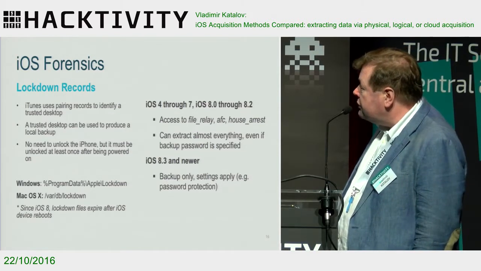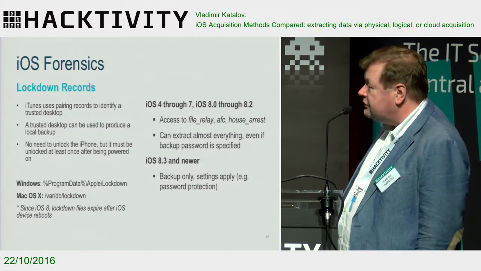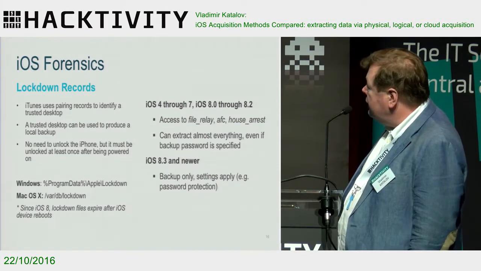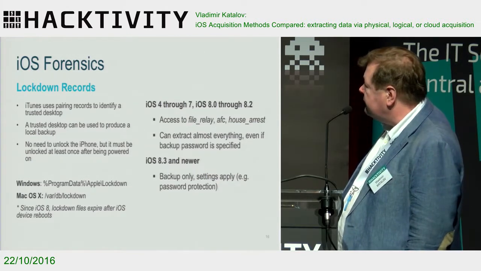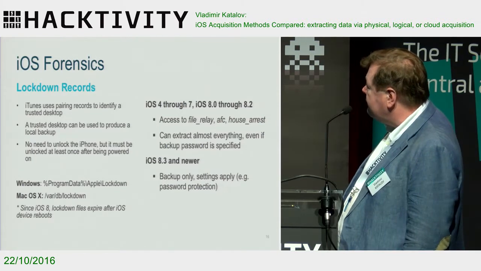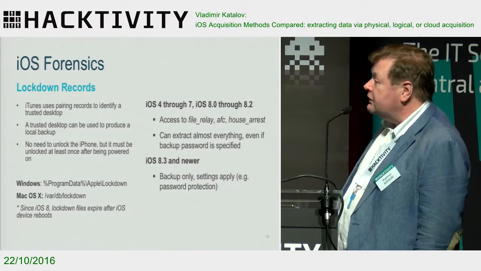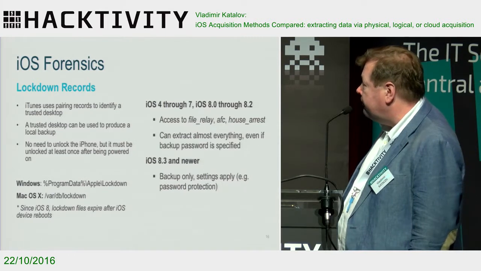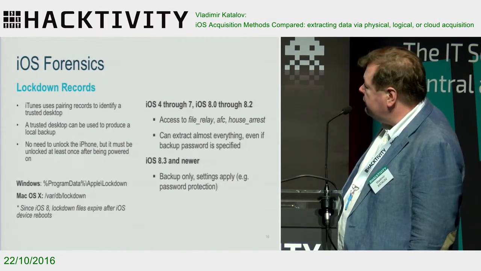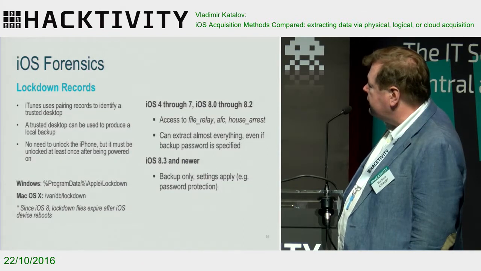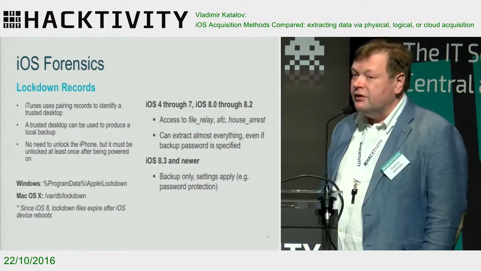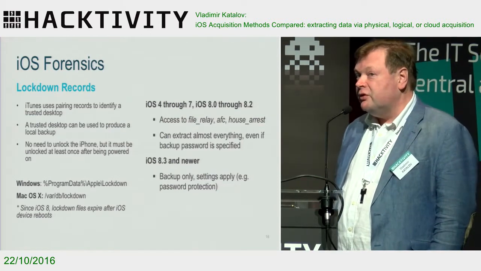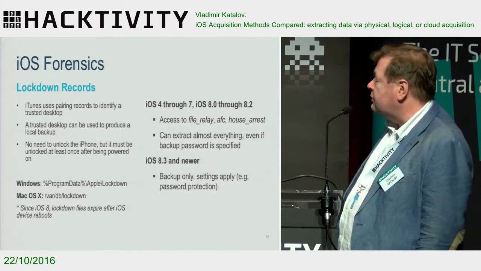And what else can you do with those lockdown records? You can not just create a backup, but for some older versions of iOS, up to iOS 8.3, you can access other special system services running on the operating system, like Faraday, FC, and house arrest, and get even more information from the iPhone than the backup service returns. Starting from iOS 8.3, the only thing you can get using the lockdown record is the backup itself, and there is still no way to fool the passcode protection. If a password is set on the backup, then all you can get is a password protected backup.